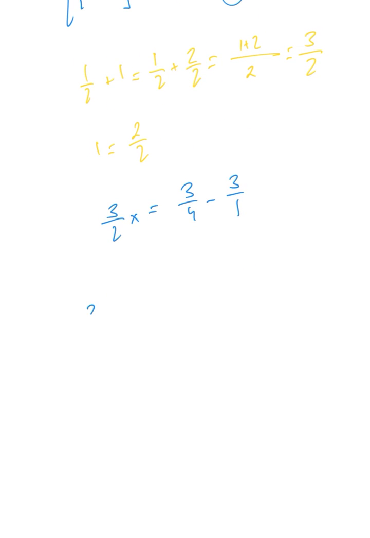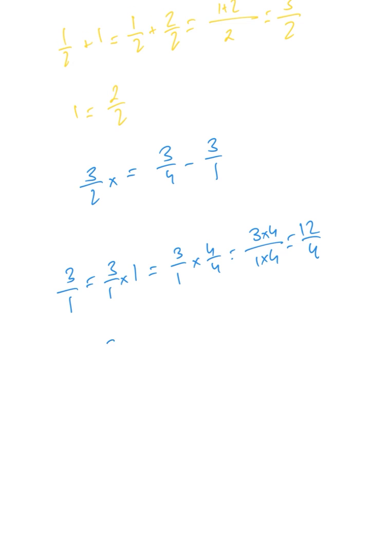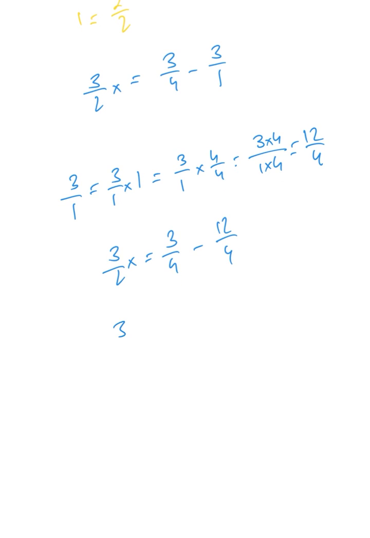Now look at this. We know that 3/1 is the same thing as 3/1 times 1. And we know that 3/1 times 1 is the same thing as 3/1 times 4/4, which means that it is 3 times 4 over 1 times 4, which is 12/4, which means that 3/2 of x equals 3/4 minus 12/4. And therefore 3/2 of x equals 3 minus 12 over 4.